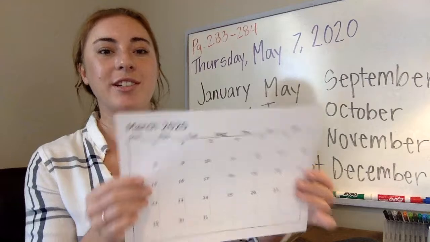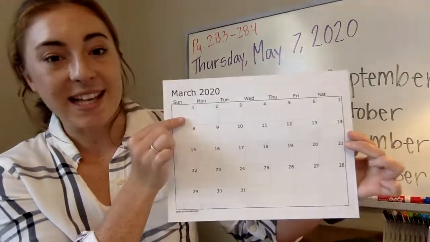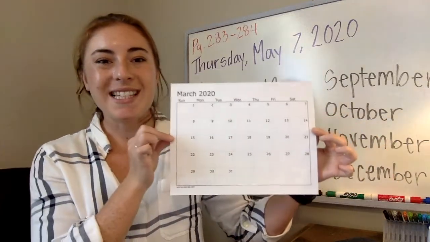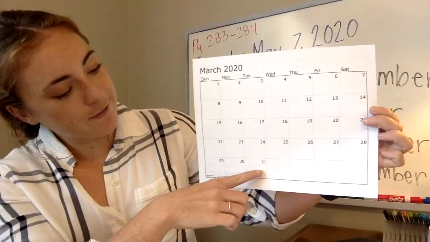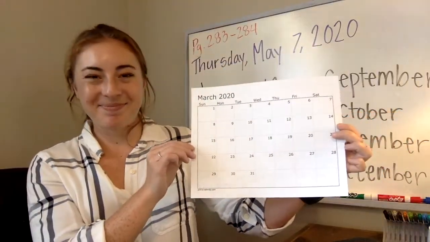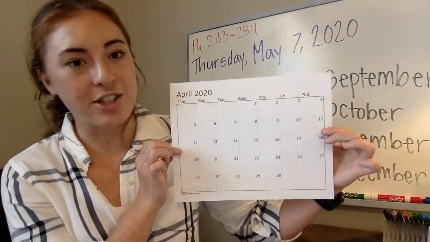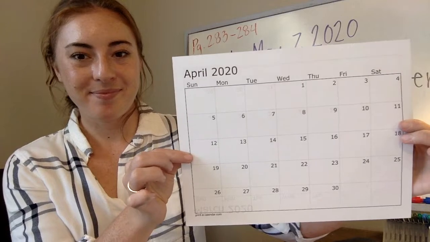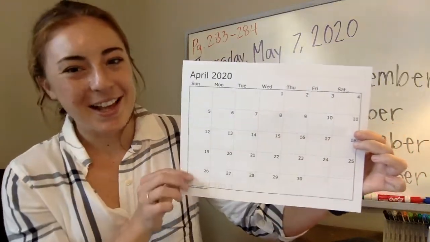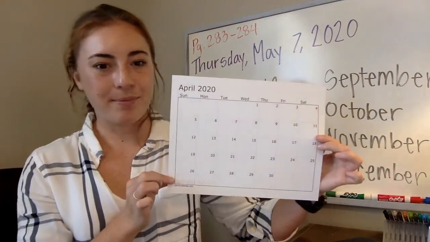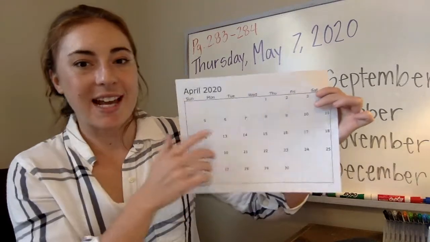Let's look at March. Can you find the first day of March? On a Sunday. Sunday, March 1st. When is the last day of March? The 31st. On a Tuesday. Let's look at April. When is the first day of April? Wednesday the 1st. April Fools, it's on a Wednesday. When is the last day of April? There's the 30th, on a Thursday.